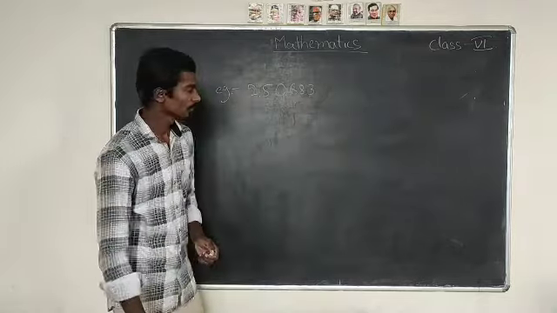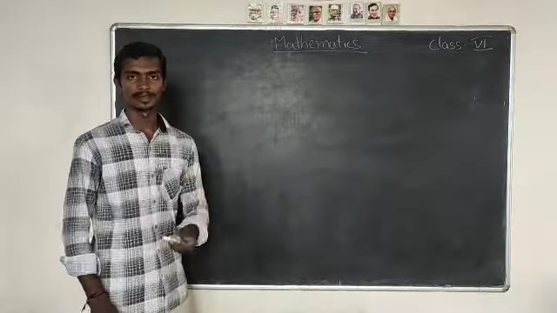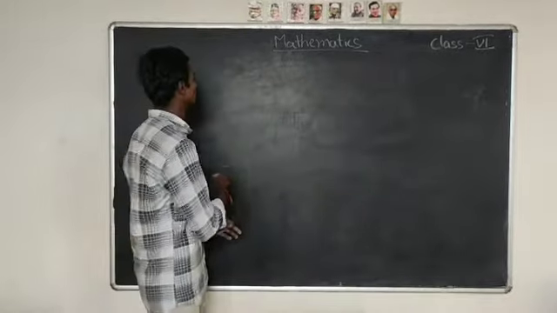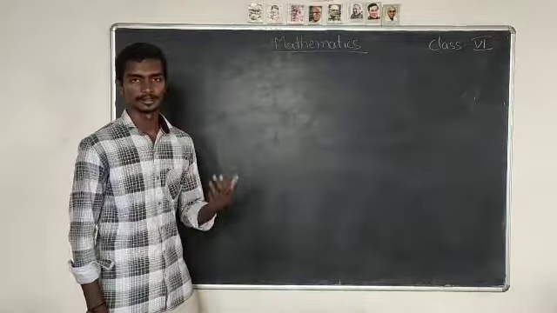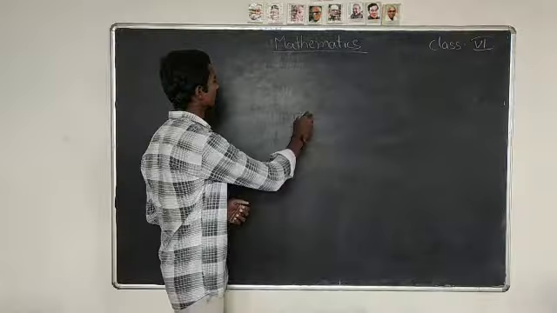2,50,683. Okay. Now this is your 1 lakh's place value. Now let's look at the higher place values. What will come after lakh's place value? Okay.